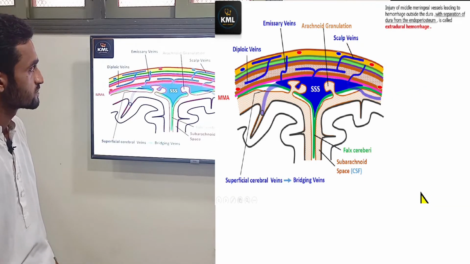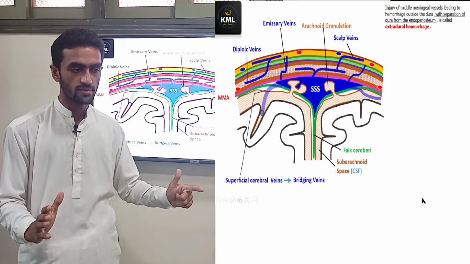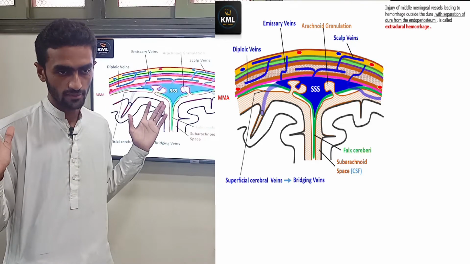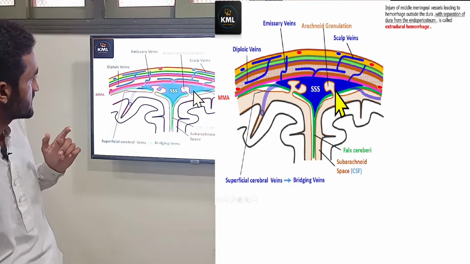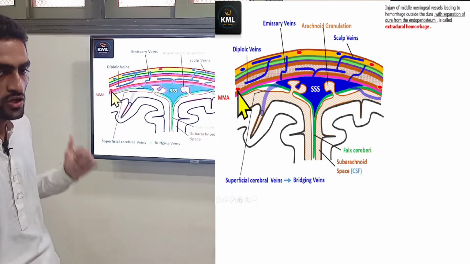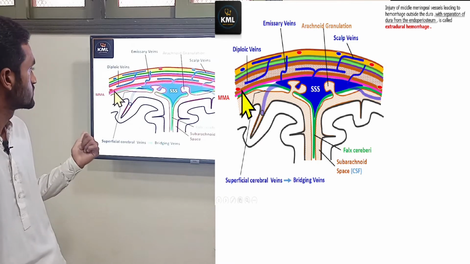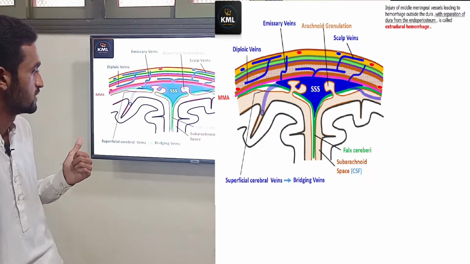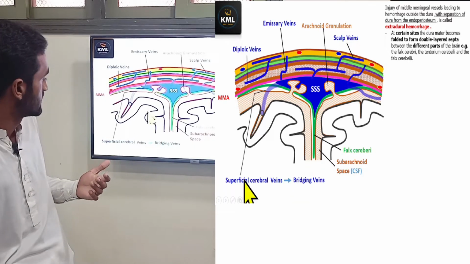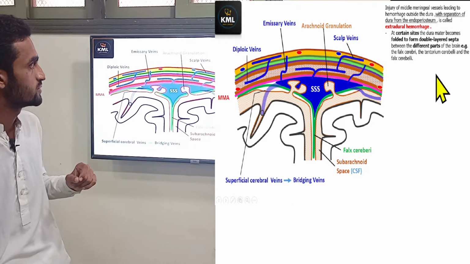And there is the extradural hemorrhage. The important thing is which artery or vein is damaged. In the extradural space, what is present? Middle meningeal artery. So if there is extradural hemorrhage, what should be damaged? The middle meningeal artery should be damaged. In case of subdural hemorrhage, the superficial cerebral veins are damaged. So these are important things you need to note here.